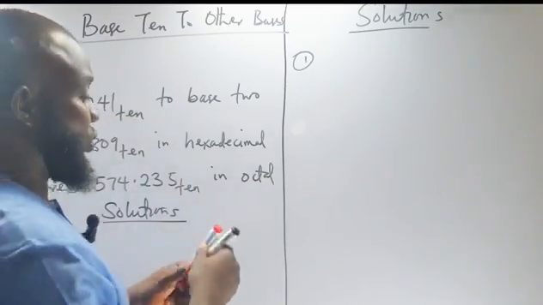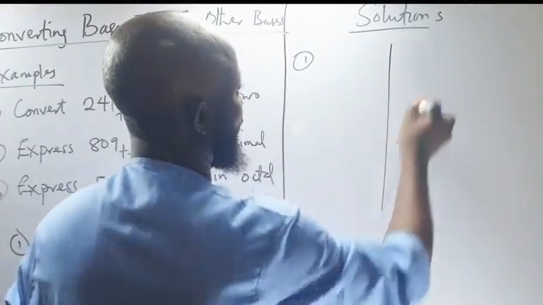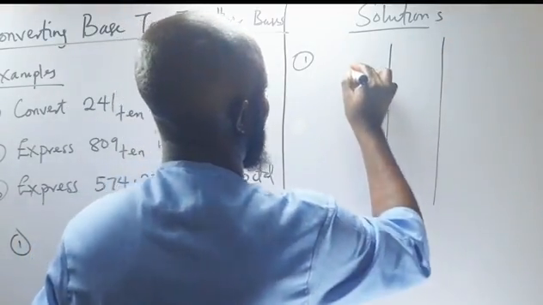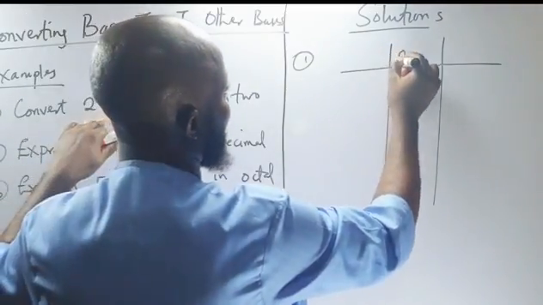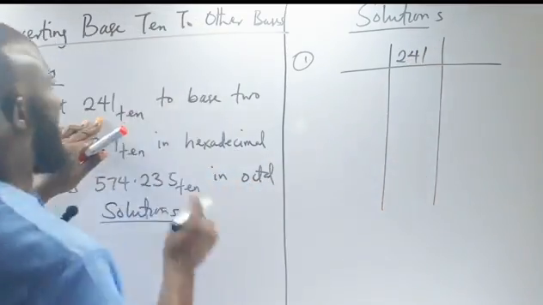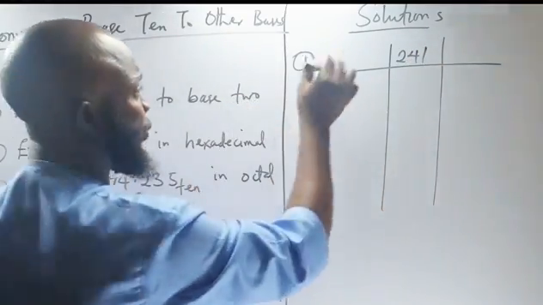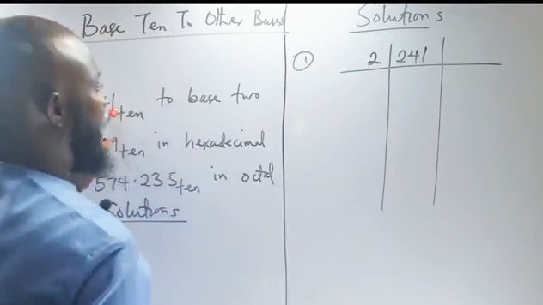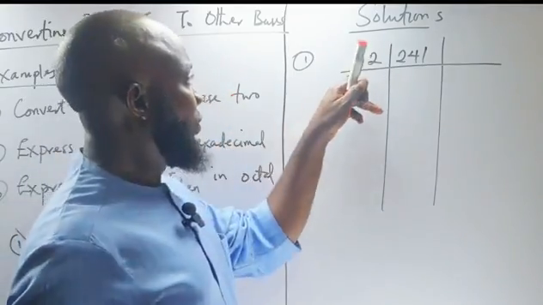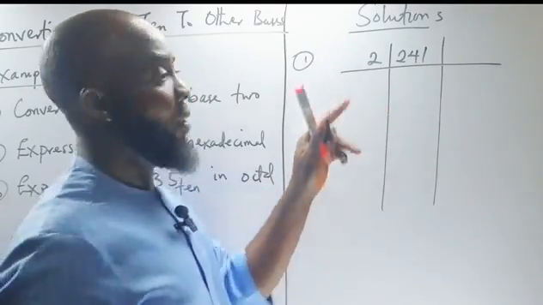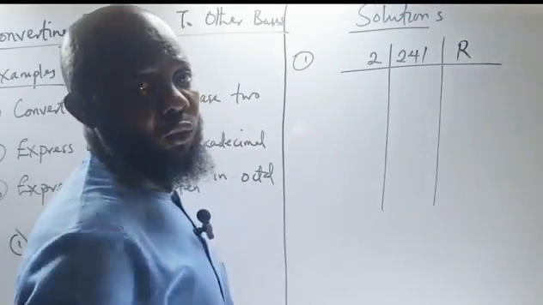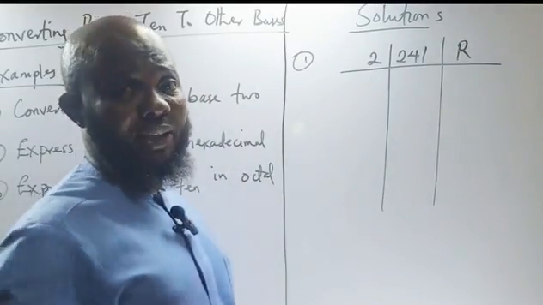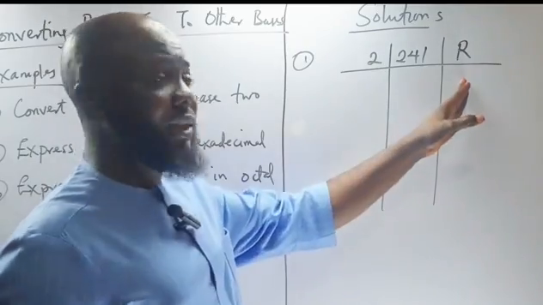So what are we going to do? We are going to have 2 or 3 columns. The middle one will be the number, 241. Since we are converting to base 2, we use 2 to divide. 2 will be here. If you are converting to base 3, you put 3. If it is 4, you put 4 here. Then here we have the remainder, R. Even if you don't have anything left, you will have 0. You put it under this one.